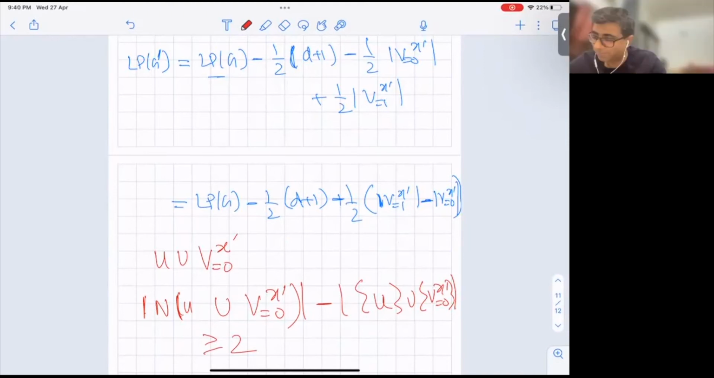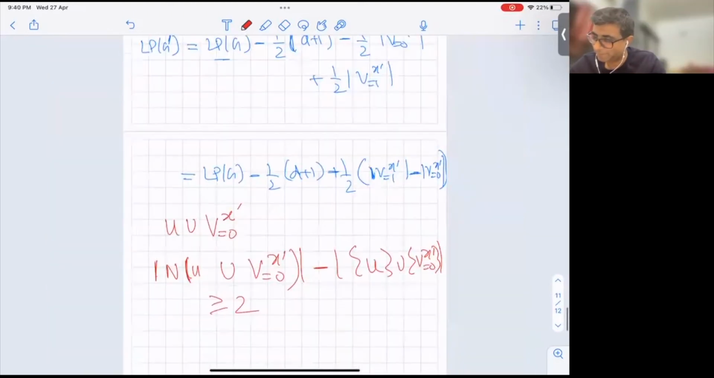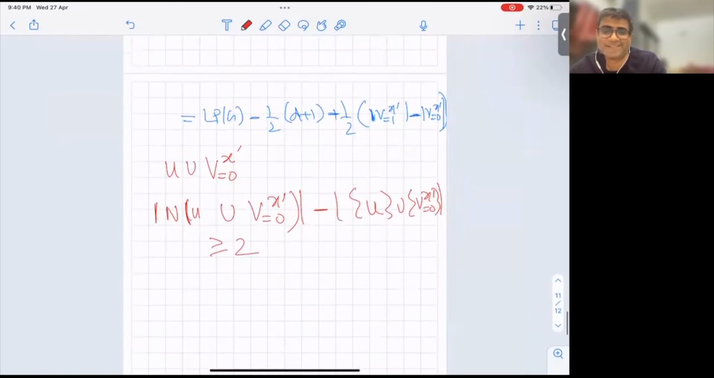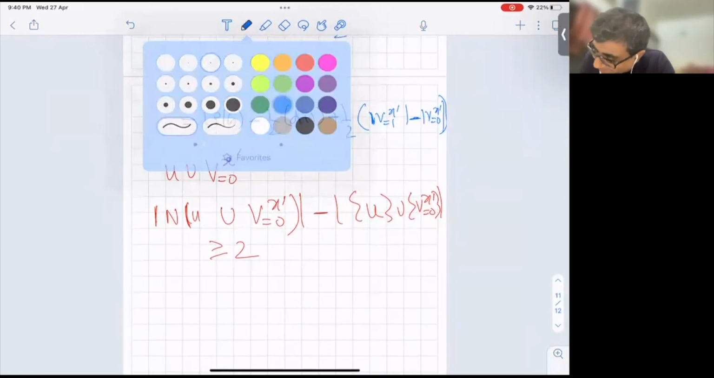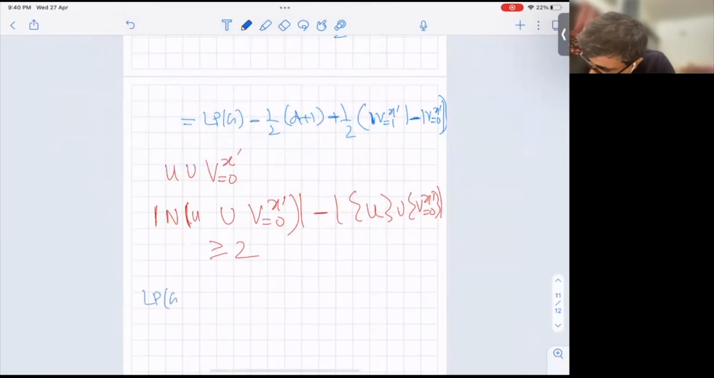So are we done now? What is the value of LP of G prime? LP of G prime is equal to LP of G, right?